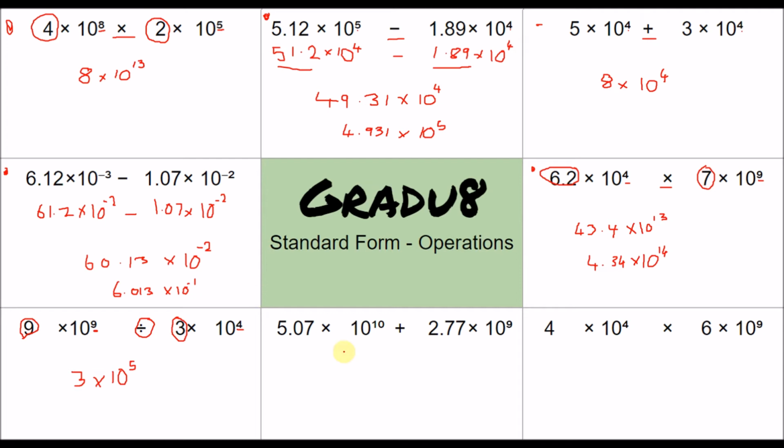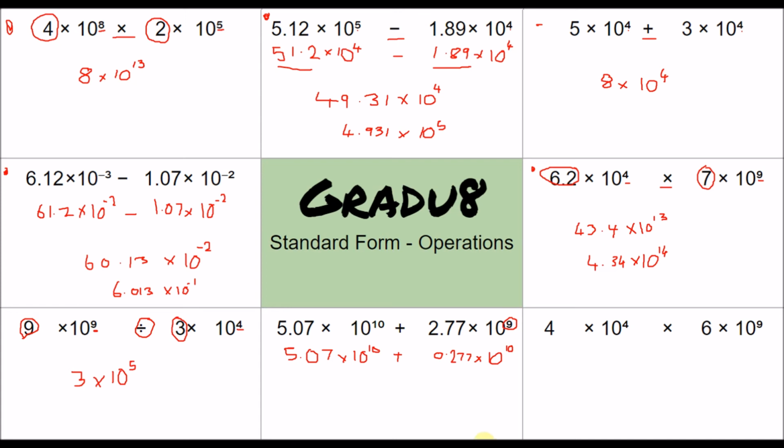Okay, so let's look at this one now over here. So what we're going to do this time is I'm going to leave this first one the same. So it's going to be 5.07 times 10 to the power of 10. Add. I'm going to up this power, which means I'm going to lower this side. So I'm going to go 0.277 times 10, and remember, I've upped this now. I'm going to go up to 10. Just have a little look at that one.